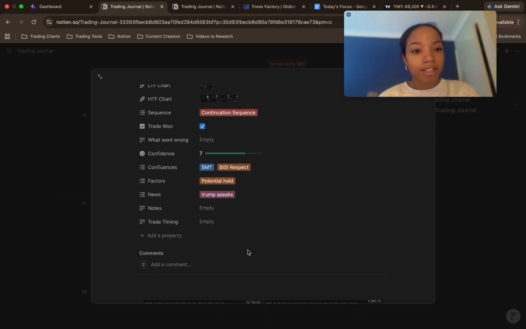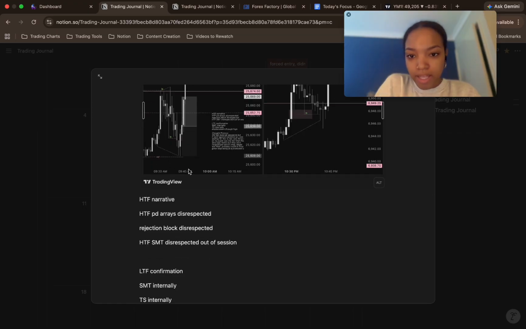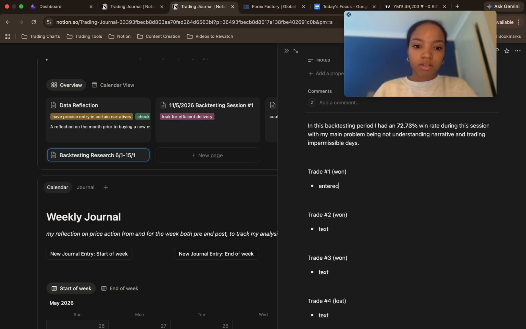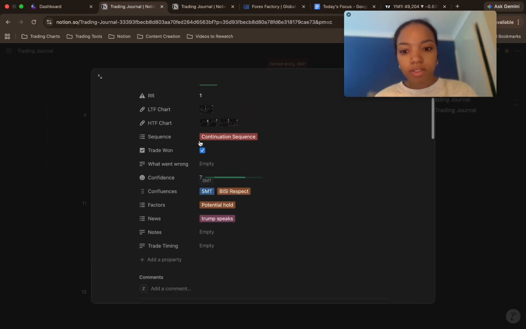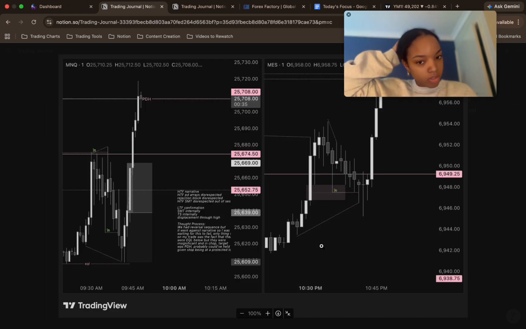Got 3 minutes until I need to stretch and fold the focaccia, so let's have a look. So what I like is that I entered in discount, premium. So I'm just kind of writing the positives and the negatives. Potential hold, Trump speaks, there's the news, we had continuation sequence. Let's have a look at the chart.